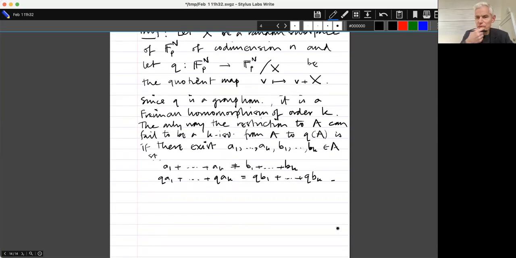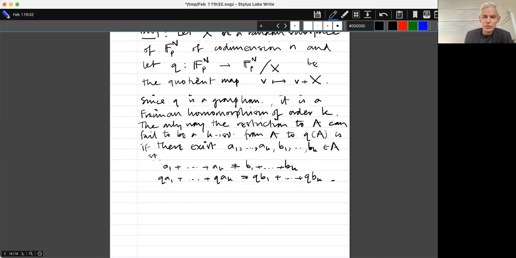So you might ask, don't we also have to think about whether we have a bijection from A to QA? But a bijection is actually the same thing as a Freiman isomorphism of order 1. Or if it weren't a bijection, I could find an A1 that didn't equal B1, but QA1 did equal QB1, and then I can just add some nonsense to both sides and get an immediate contradiction to this. So the bijection point is included in what I'm writing. So this really is the only way things can fail.